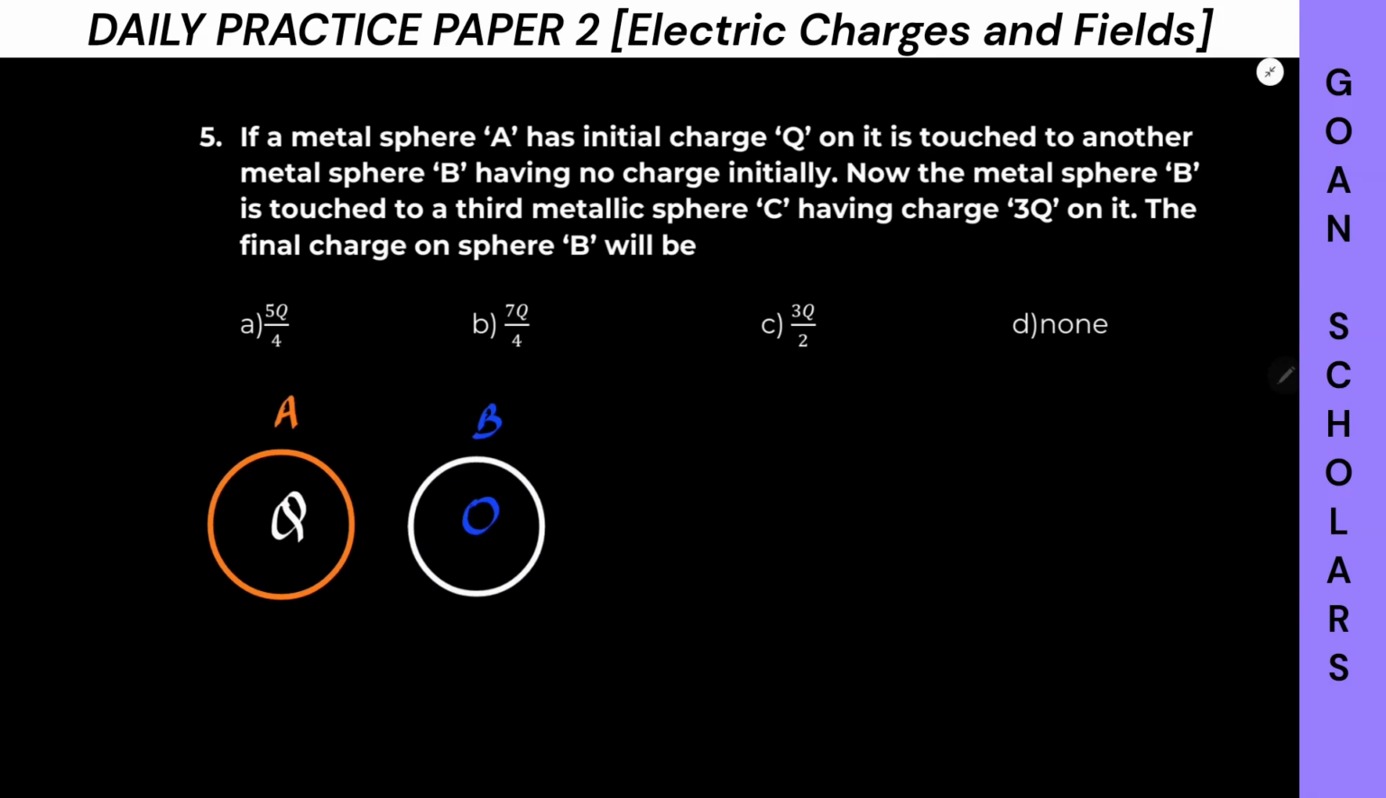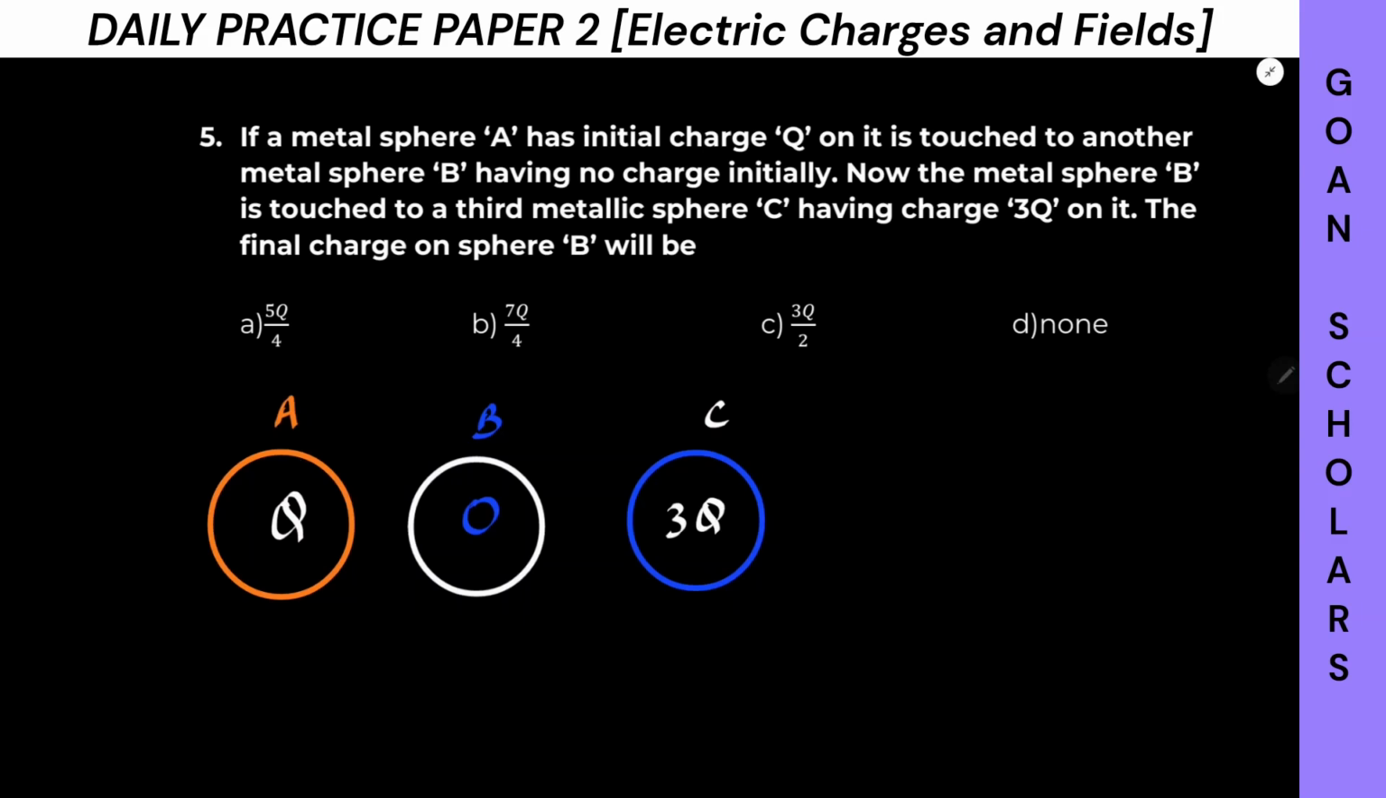Now the metal sphere B is touched to a third metallic sphere C having a charge of 3Q. So let's make a third one. This is our third sphere, let's call it C, and the charge on it is 3Q. The final charge on the sphere you have to find.